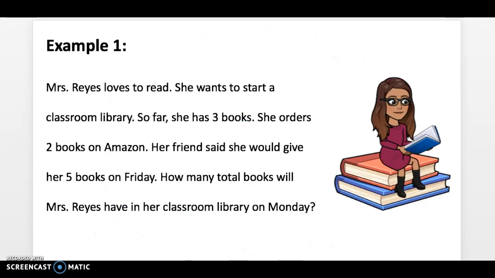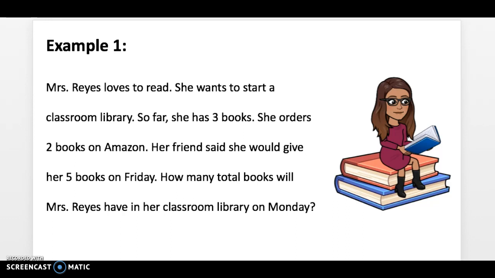Mrs. Reyes loves to read. She wants to start a classroom library. So far, she has 3 books. She orders 2 books on Amazon. Her friend said she would give her 5 books on Friday. How many total books will Mrs. Reyes have in her classroom library on Monday?